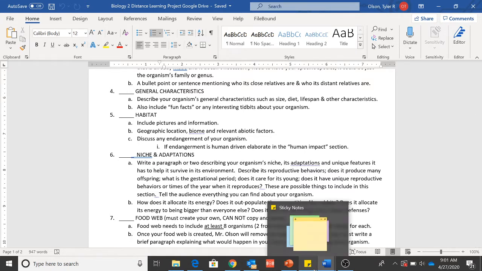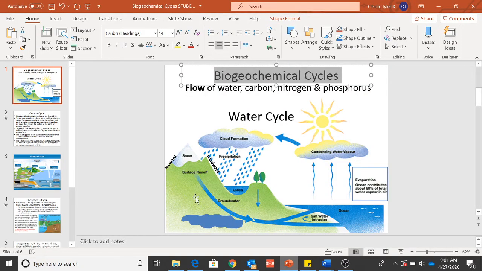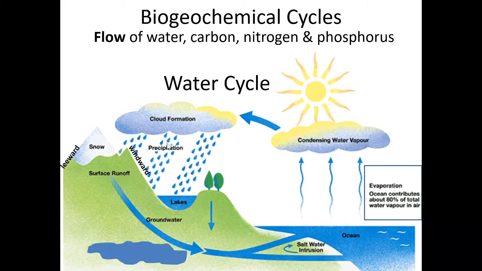Let's talk about biogeochemical cycles for a minute, okay? So with biogeochemical cycles, we're looking at the flow of water, carbon, nitrogen, and phosphorus. You remember CHNOPS? These are the elements vital for life. And so for us to understand life and how living things are getting what they need, we have to look at and track the movement of things like water and carbon and nitrogen and phosphorus, okay?